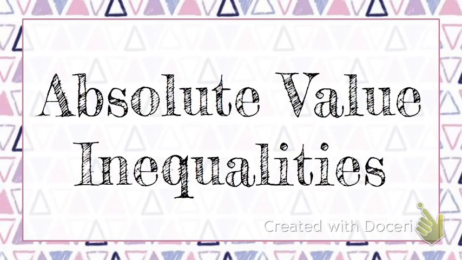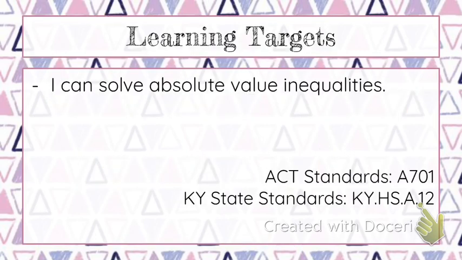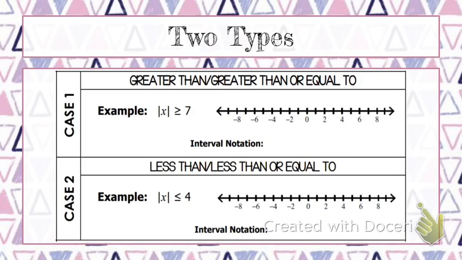Hi guys, today's video is going to be about absolute value inequalities. So the first thing that we need to look at is that there are two types of absolute value inequalities. There are greater than and greater than or equal to, and there's less than or equal to. So we are just going to take an example of each one.